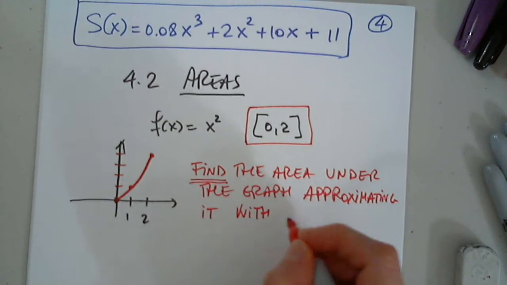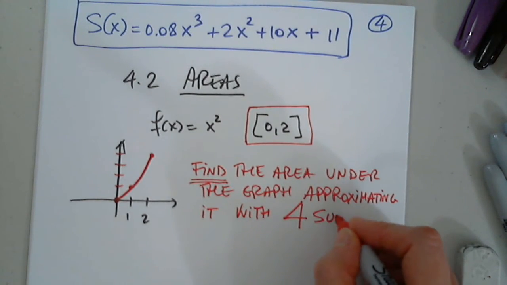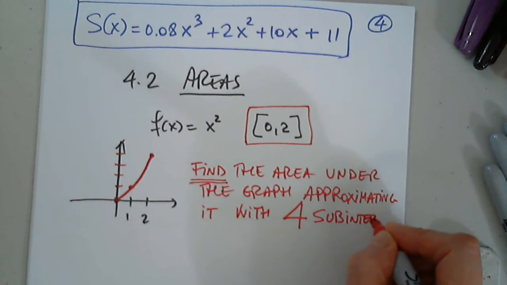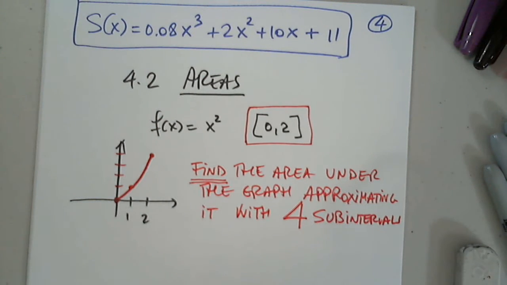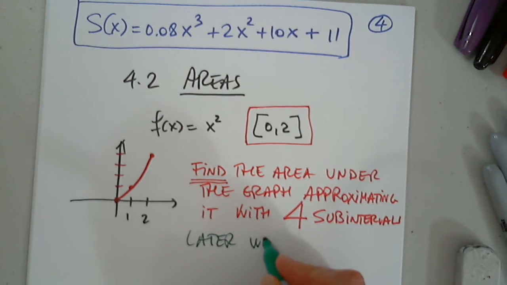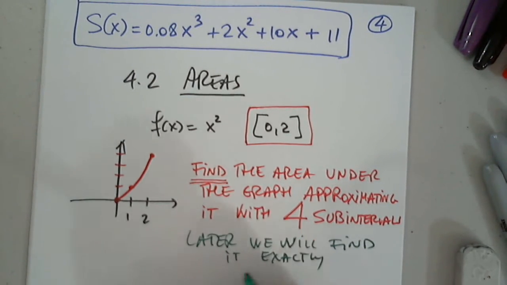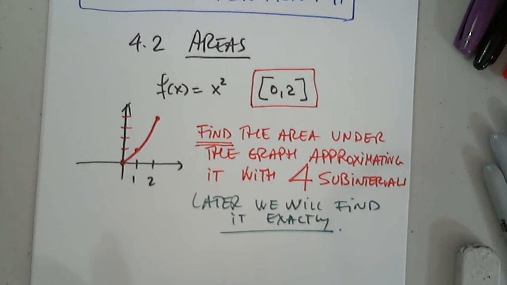with 4 subintervals. Find the area, which we cannot really find, but I'll continue. Find the area under the graph, approximating it with 4 subintervals. Later, we will be able to find the exact. Later, we will find it exactly. But right now we don't have all the tools.